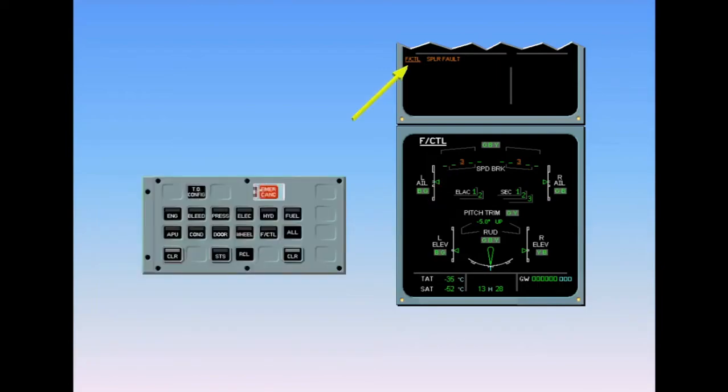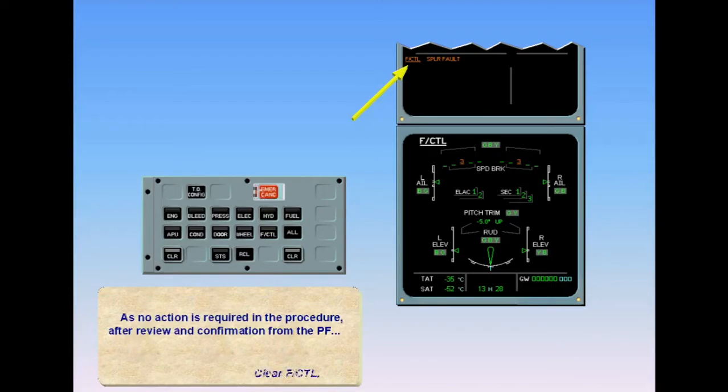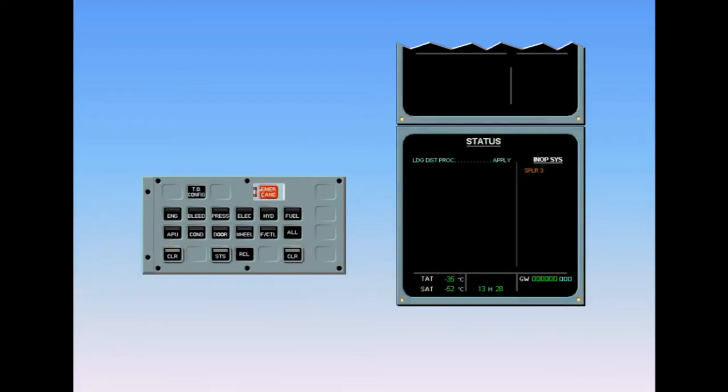As no action is required in the procedure, after review and confirmation from the pilot flying, clear flight control. The status page is displayed for review. A blue message advises us that we will have to calculate a new landing distance. This is due to the fact that both spoilers 3 will stay retracted when the remaining ground spoilers extend at touchdown.